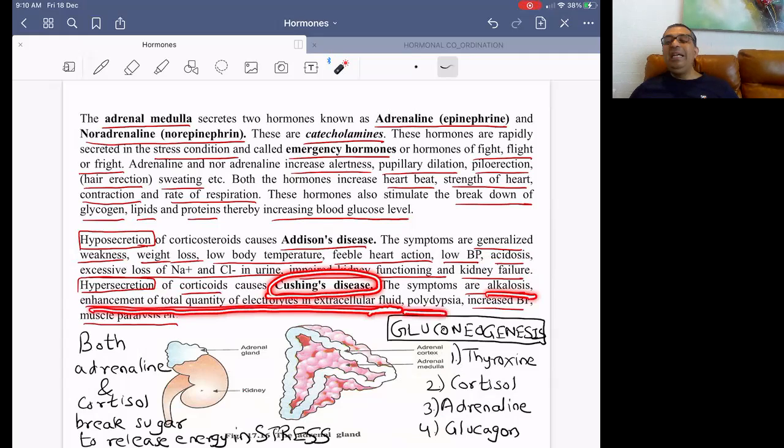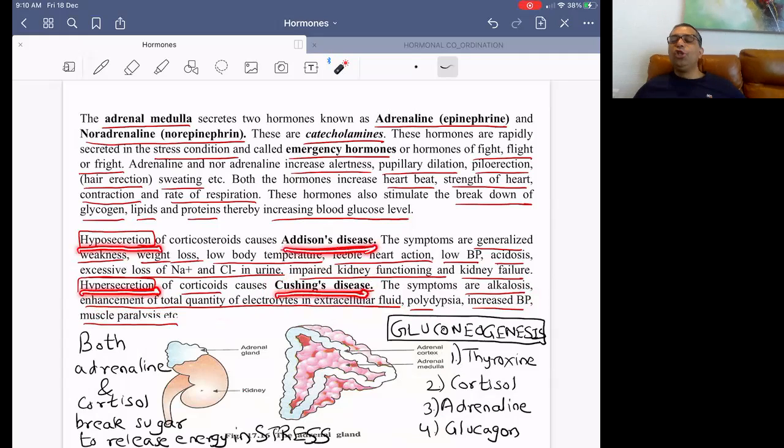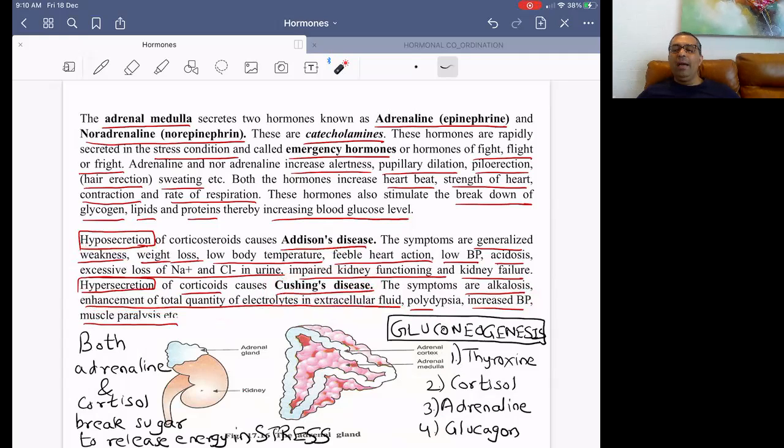And there will be polydipsia, increase in thirst, and increased blood pressure. Too much sodium, the osmolarity of blood will become more, and blood pressure will increase, and muscle paralysis, etc., may take place. So, these are classical hyposecretion called Addison's disease and hypersecretion called Cushing's disease. Chalo. So we have understood everything about your adrenal gland.